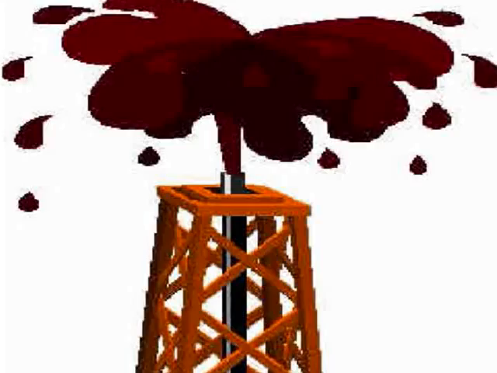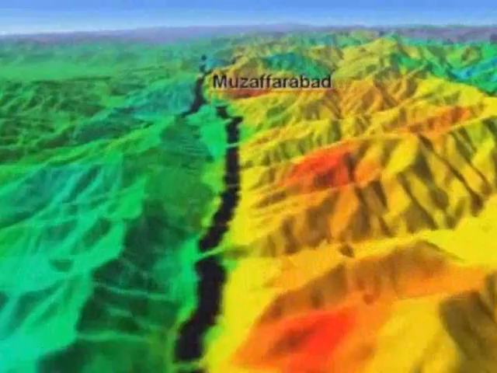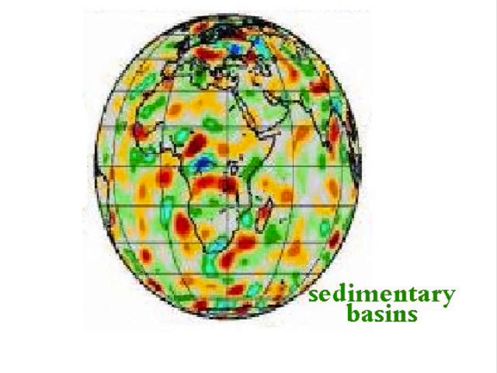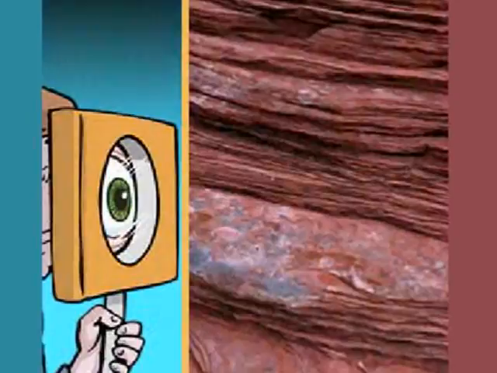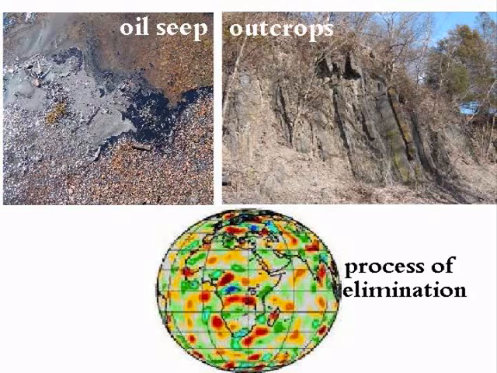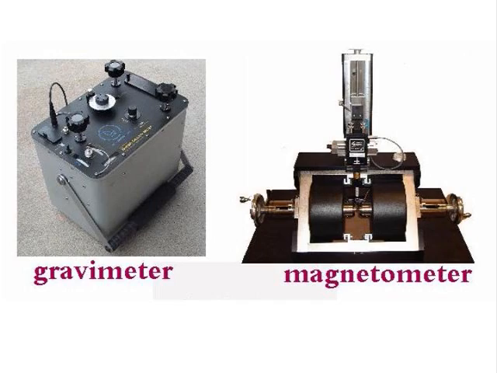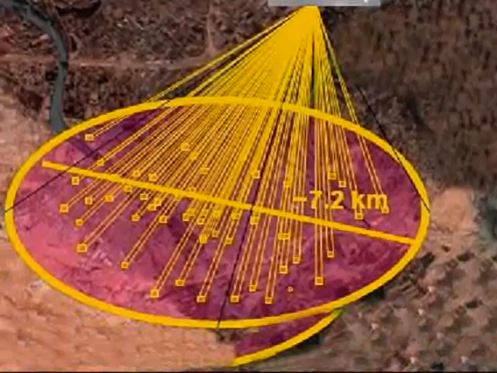Let's review. In finding the next oil field, our startup target is potentially the entire world. We look first on the surface and then into the subsurface. At the surface, we look for sedimentary basins and use the knowledge we know about rock properties to narrow down our choices. We look for oil seeps, we study rock outcrops, and we use the process of elimination. In the subsurface, we rely on tools like the gravity meter and the magnetic meter. Our objective, of course, is to find a promising location to study further.